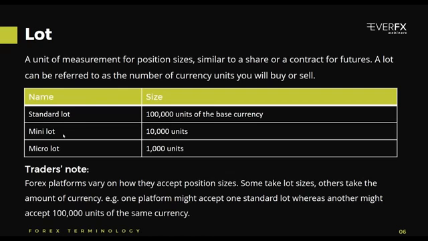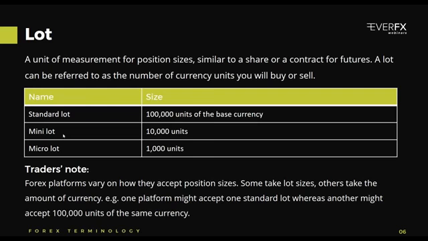Every trader knows. It's essentially how we determine how much we have in the market, the value of the asset we're partaking in. So a unit of measurement for position size is similar to a share or a contract for futures. A lot can be referred to as the number of currency units you will buy or sell, the size of your trade. Lots are broken down into three different sizes.